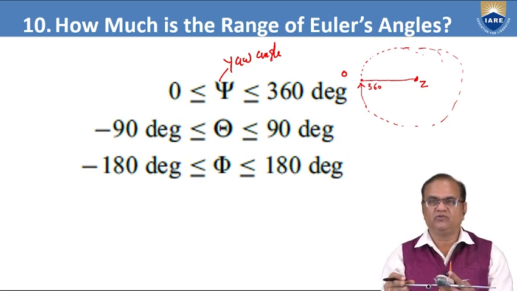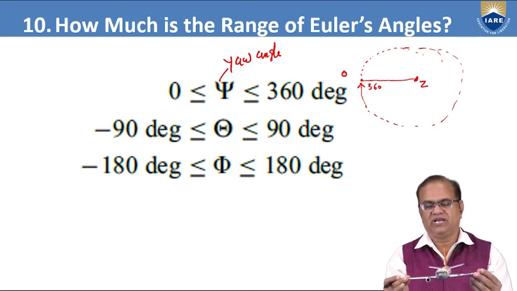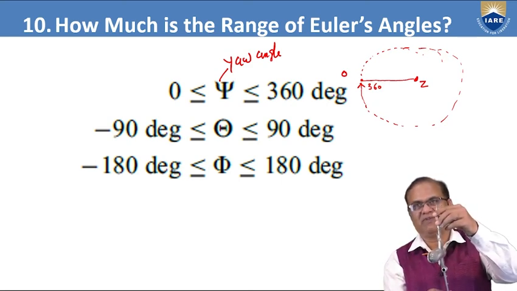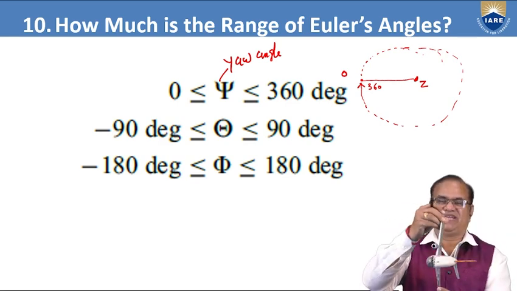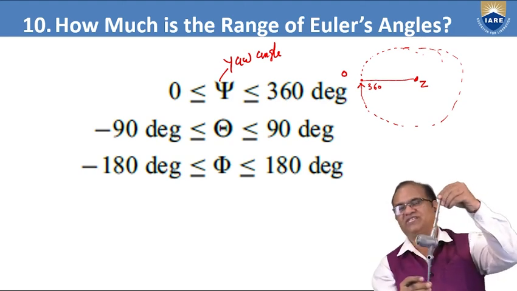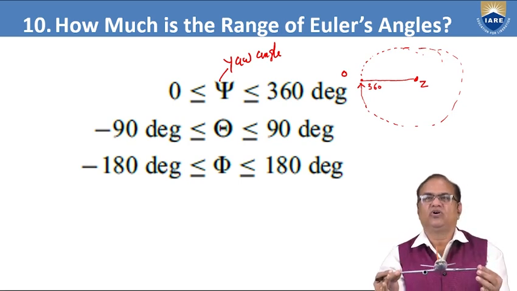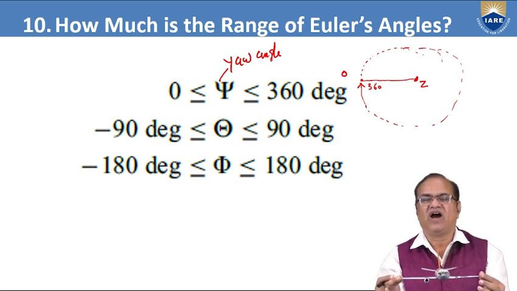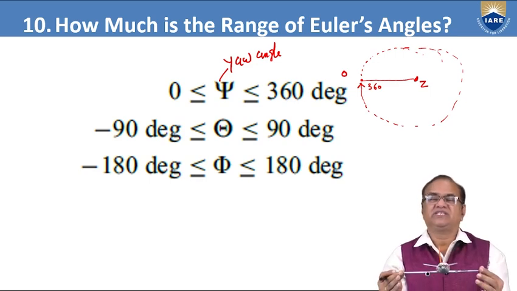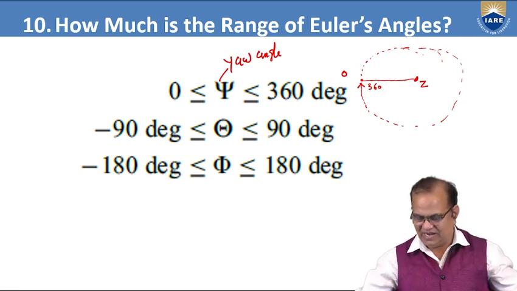How much rolling can you do? Rolling you can do minus 180 to plus 180. So here you can go here. This is the plus and the opposite side is the minus. So minus 180 to plus 180. Right side going down is plus and left side is minus. So minus 180 to plus 180 is the range of the banking angle phi for the aircraft. So this is the range in which our aircraft can operate under the given conditions.